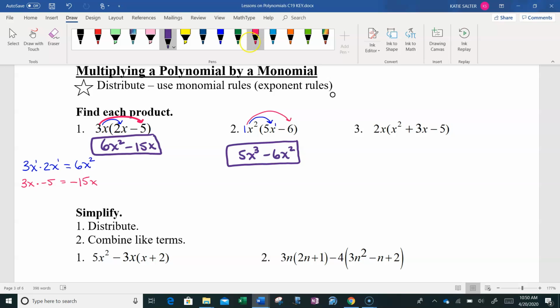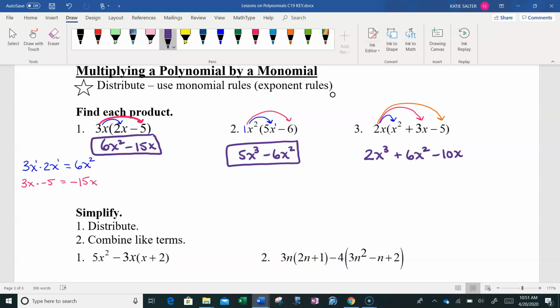Okay, so let's see how we did with this one. So we have 2x times x squared. So when we do that, 2 times 1 is going to give us 2. X times x squared is x cubed. Then we have 2x times 3x. So 2 times 3 is 6. And x times x is going to give us x squared. And then we have 2x times negative 5. So 2x times negative 5 is going to give us negative 10x.